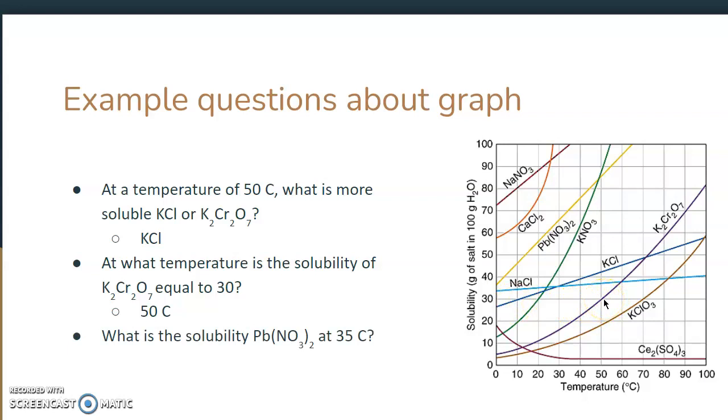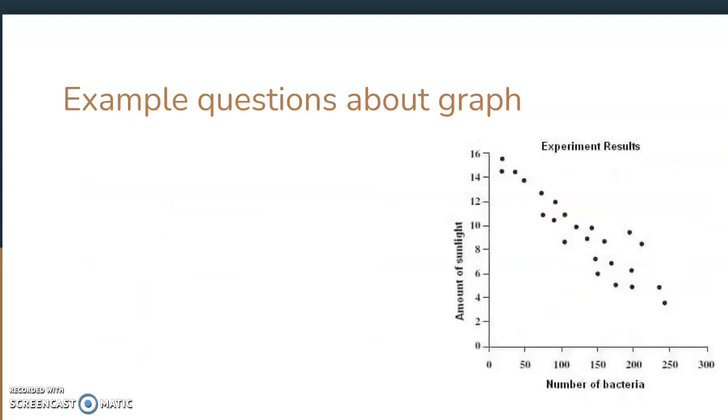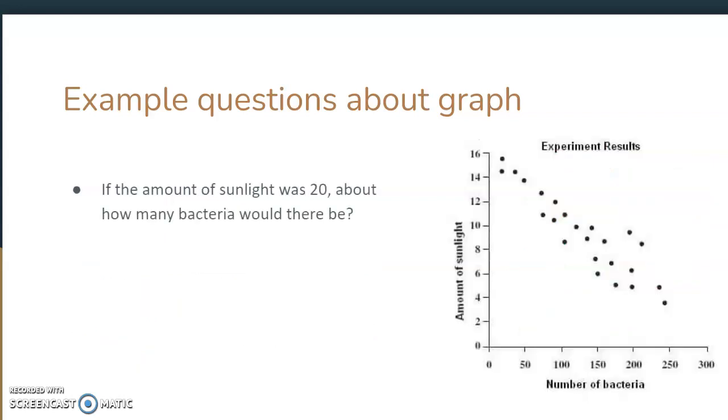And what about the solubility of this potassium nitrate, I think? Oh no, that's lead nitrate, sorry. What is the solubility at 35? So 35 is in between these two numbers, degrees Celsius. We're in the middle of 30 and 40. And if we go up on our graph all the way until we hit the yellow line, it's at 70. 70 is our solubility.